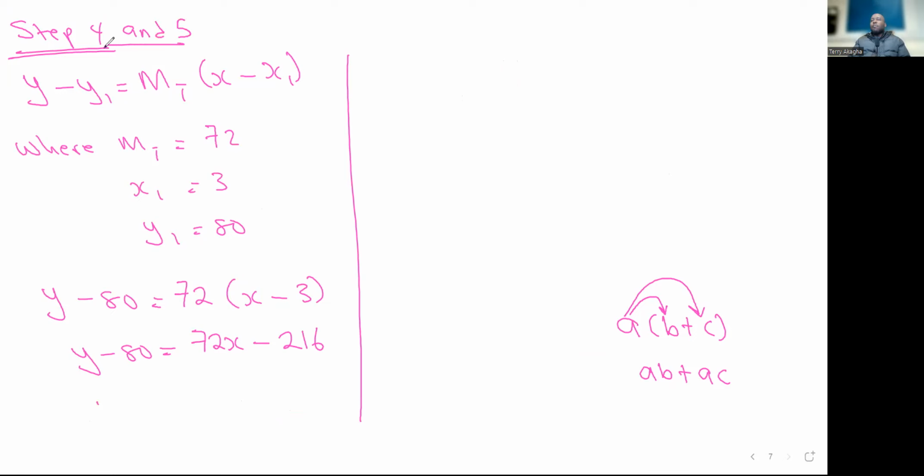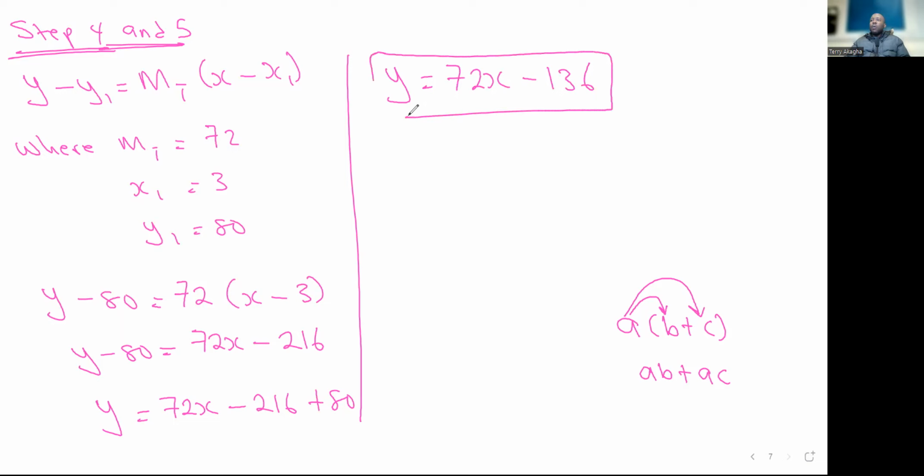So I'm combining 4 and 5 together. I'm going to take 80 to the other side. So we're going to have y is equal to 72x minus 216 plus 80. Then y is equal to 72x minus 216 plus 80, which is going to give us minus 136. And this is the equation of the tangent.